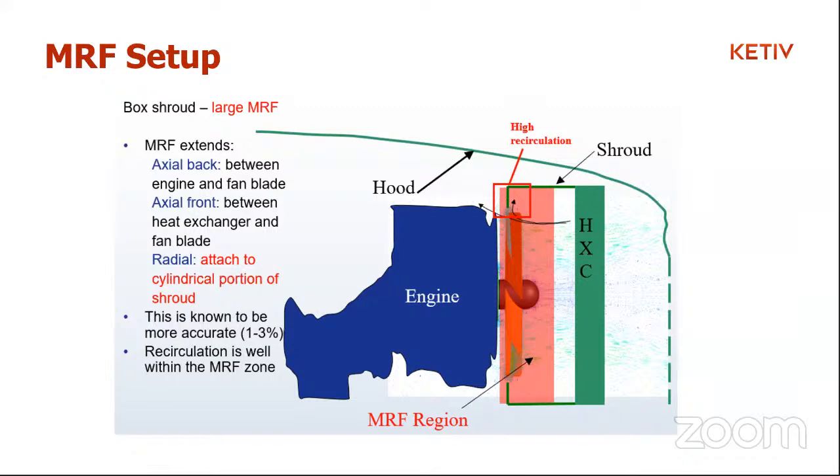So which is why the most accurate way of setting up a moving reference frame zone is to make sure that it encompasses as much area as possible, especially if there's a shroud around, then you make sure that it touches the cylindrical portion of the shroud as well, right? And then from an actual extent point of view, make sure that the domain extends between the engine and the fan, and also between the heat exchanger and the fan blade, as you can see over here.